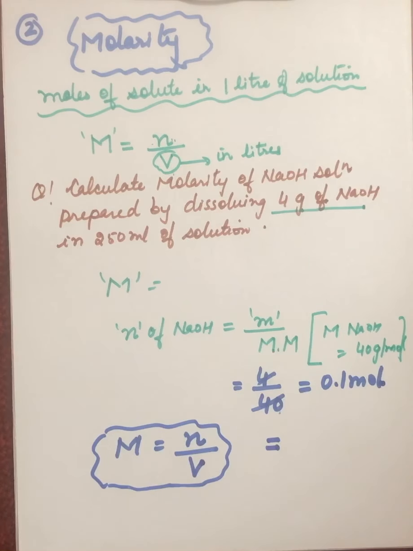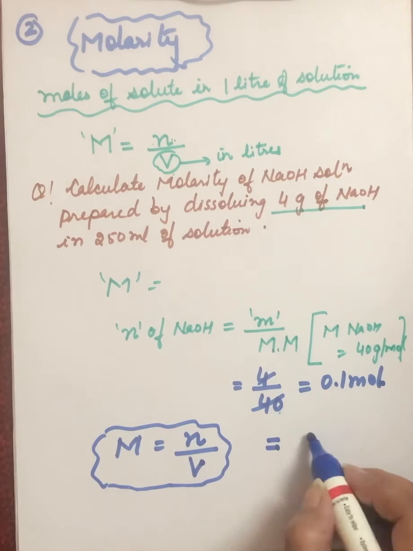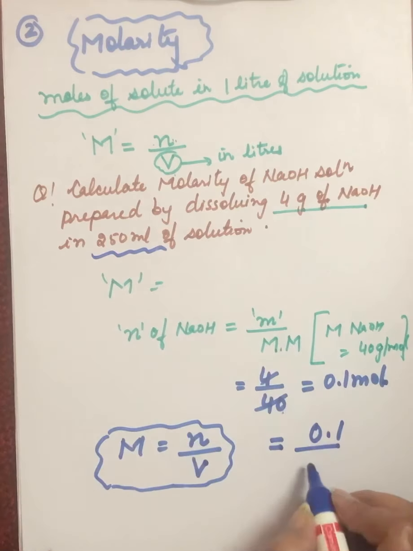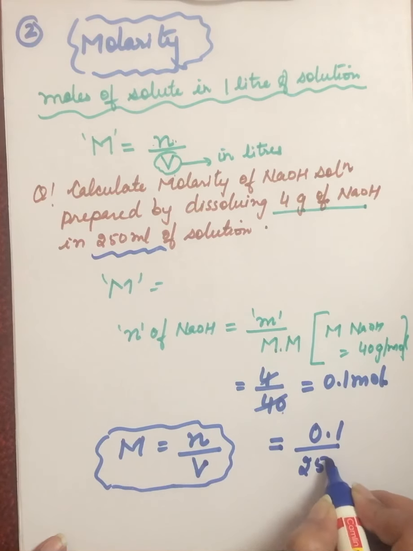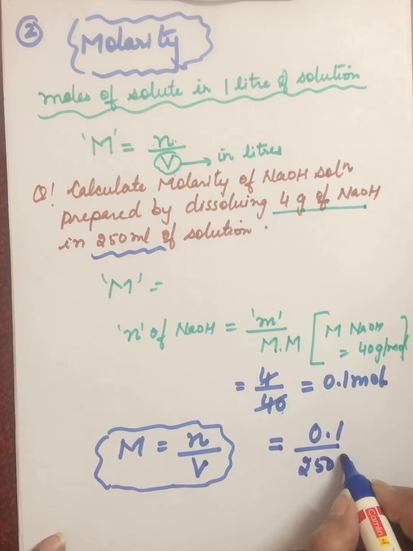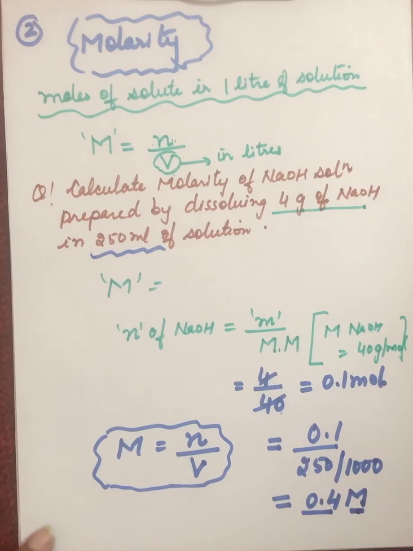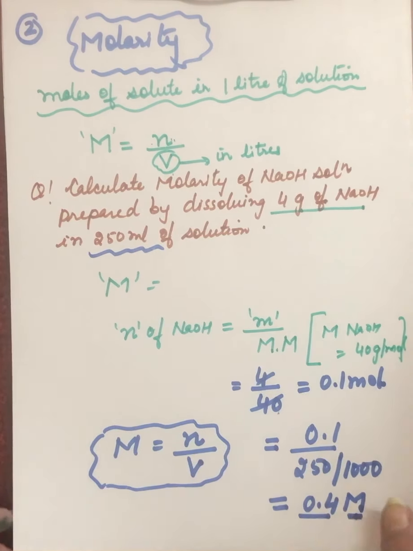Molarity we have calculated, that is the moles 0.1, and volume of solution is given 250 ml, but we need in liters. So when we change the milliliter to liter, that means we are dividing it by 1000. So after solving this, this will come out to be equal to 0.4 M. M is the unit for molarity, that is moles per liter. This is how we can calculate the molarity.